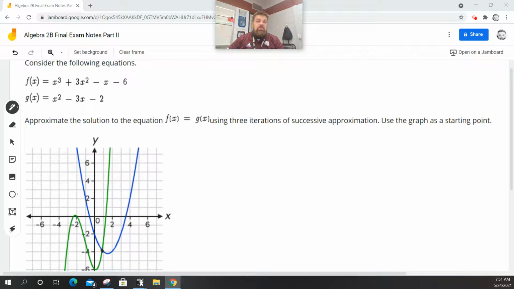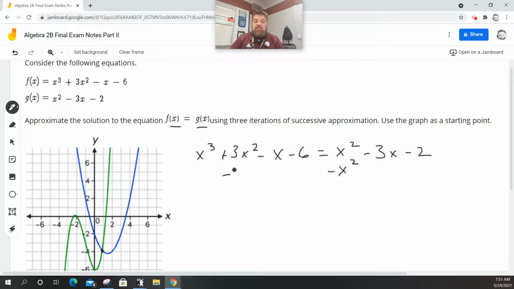So you're going to subtract the second function from the first function. So let me write it out, and then we'll show you what we're talking about. If f of x is equal to g of x, then that means that x to the third power plus 3x squared minus x minus 6 should be equal to x squared, this is g of x now, minus 3x minus 2. Now we can approximate this by setting it equal to 0, so I'm going to subtract x squared from both sides.